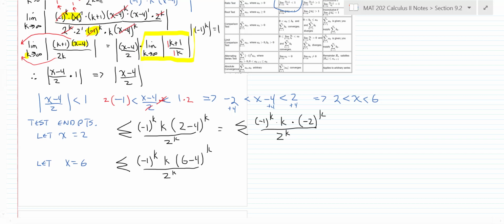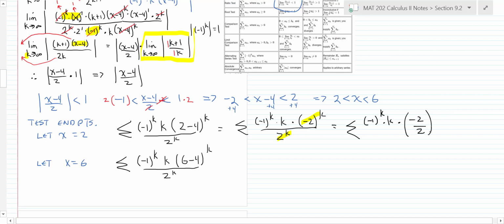Okay, now these things right here do not cancel out, but you can do this. You can write this as the series (-1)^k times k, and you could write that whole thing as (-2 over 2)^k. That's just a standard algebraic property of exponents. If you have a numerator and denominator both to that same power, then you can just put the whole thing over, -2 over 2 to the k. Well, that's going to be -1.